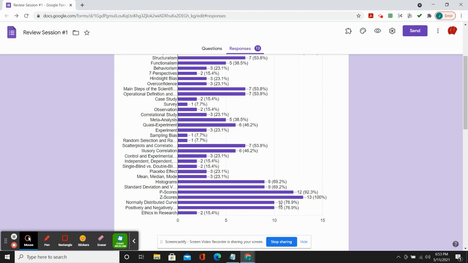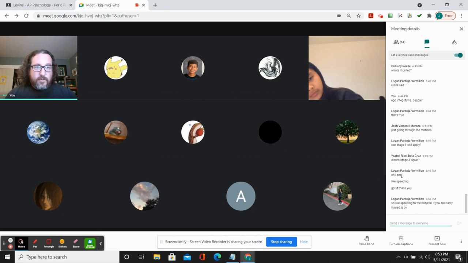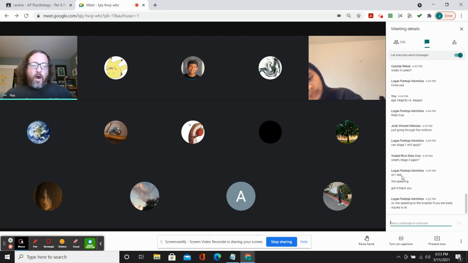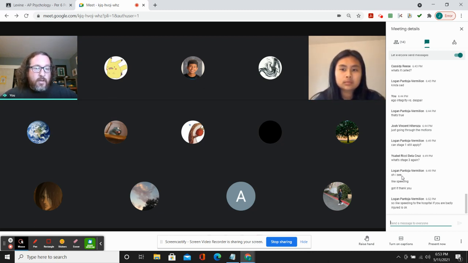Okay. So in research methods, there's only two topics that have 10 votes out of the 13, and they both involve statistics. It involves the normally distributed curve and positively and negatively skewed curves. So let's do those together because it makes sense, right? In a normally distributed curve, the mean, the median, and the mode are all exactly in the center.